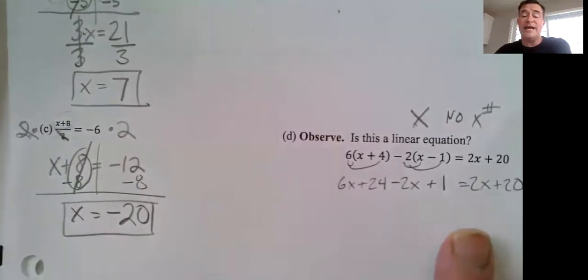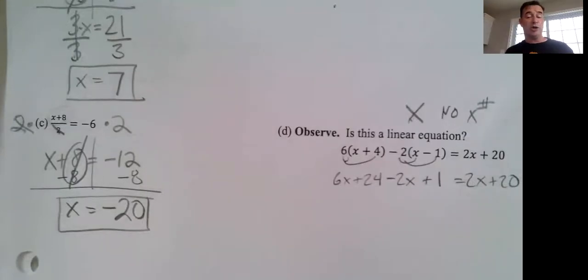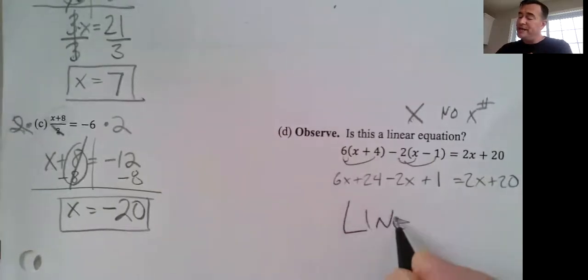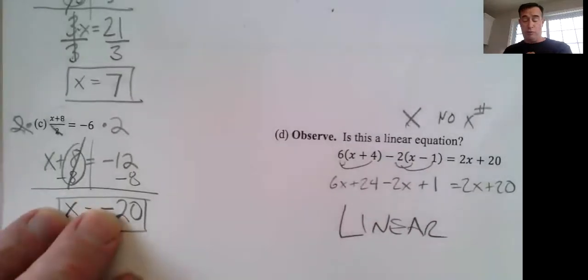Now, the way that this stands, if I combine like terms, I'm not changing the variables at all. And that's the only thing I can do to simplify here. So none of these x's are going to become x squared. This is indeed linear, and that's what we're looking for there.